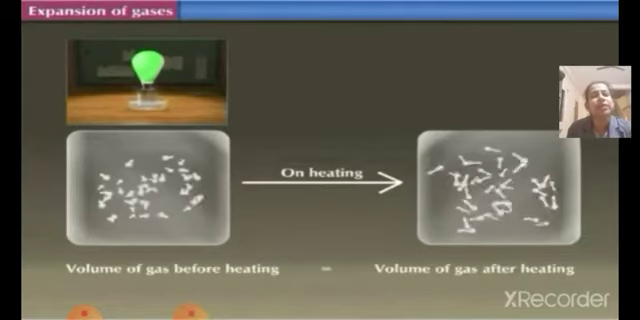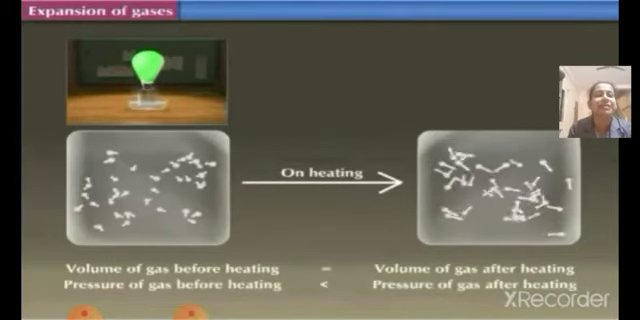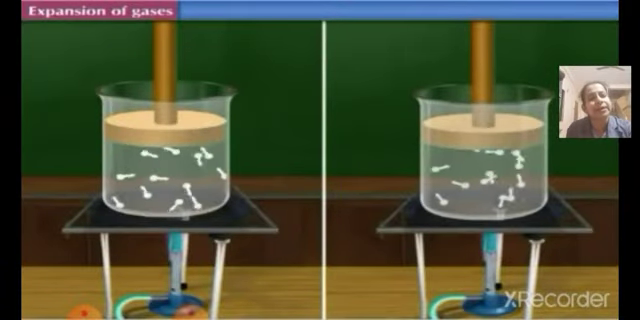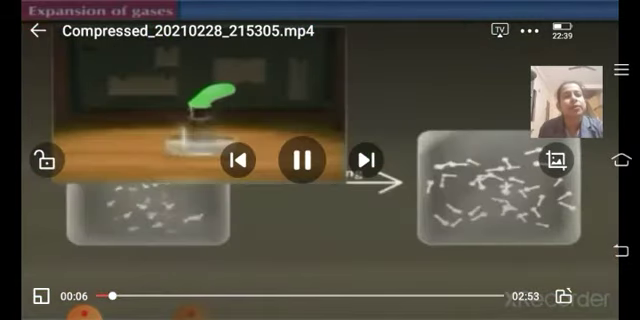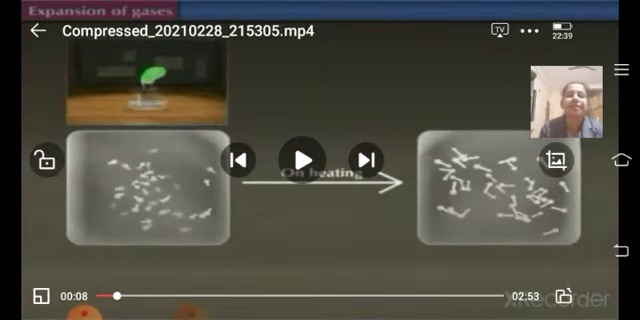That means the volume of the gas before heating and the volume of the gas after heating in a closed container. If you take a closed container, what happens? In a closed container, there is no space for the gas to move out. So they are confined to a closed container, and therefore its volume does not change, and since volume does not change, its density also does not change.